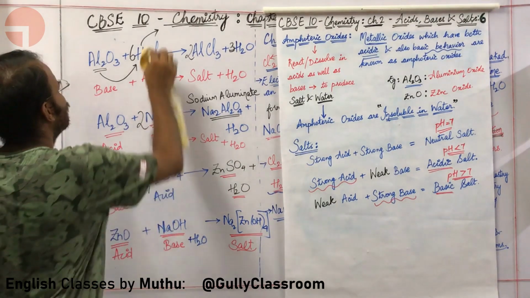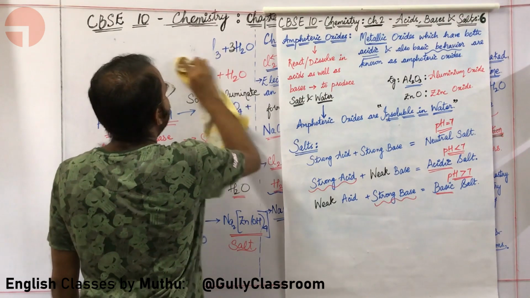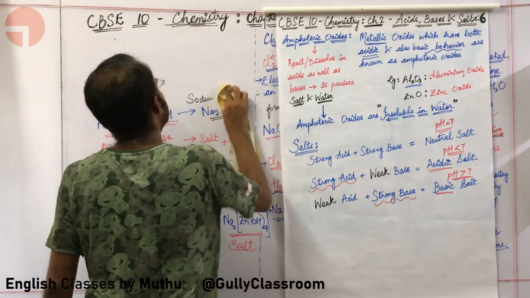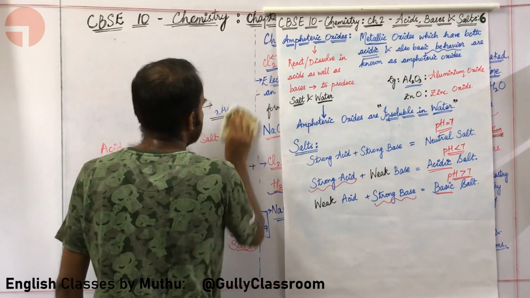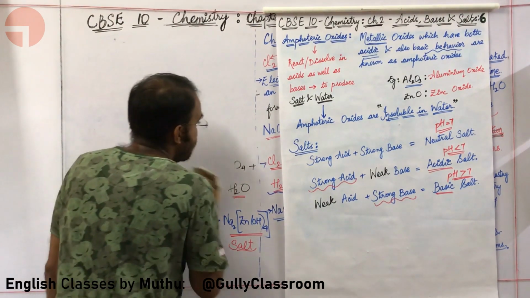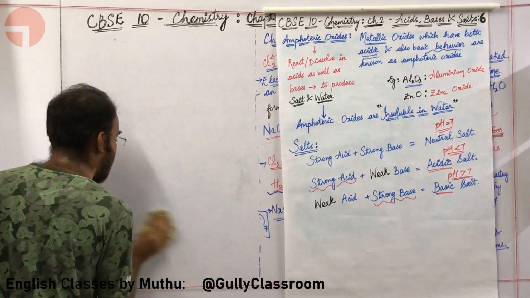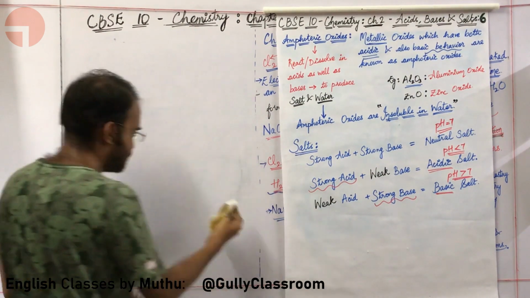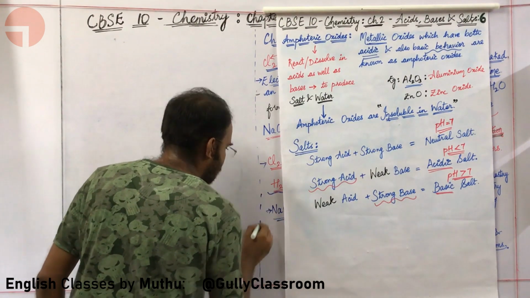Sir, what are the different possible types of salts available? The different types of salts that are available are neutral salt, acidic salt and basic salt. Sir, how are you going to classify which is a neutral salt, which is an acidic salt, and which is a basic salt? What is the idea behind neutral, acidic and basic salt?